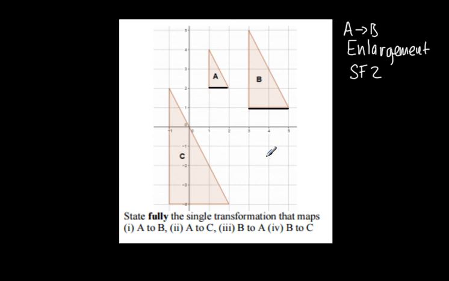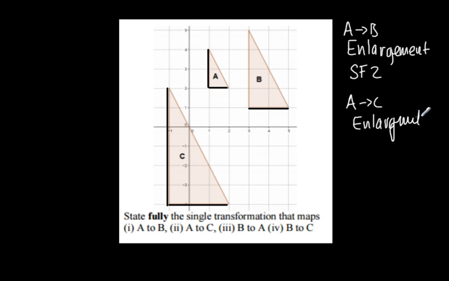If we look at A to C, again, we take now one of the sides. We can see that A is 1, C is 3. You could, of course, have taken that one right here, which is 2. And this one, of course, is going to give us on here 6. So we can say now that the single transformation that maps A to C is an enlargement, and the scale factor, so enlargement, SF, 3. It's 3 times bigger. So scale factor is equal to 3.